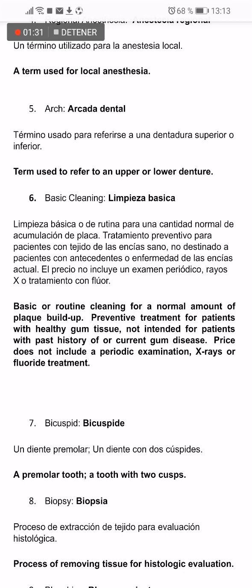Basic cleaning, limpieza básica. Basic or routine cleaning for a normal amount of plaque buildup. Preventive treatment for patients with healthy gum tissue. Not intended for patients with past history of or current gum disease. Price does not include a periodic examination, X-rays, or fluoride treatment.